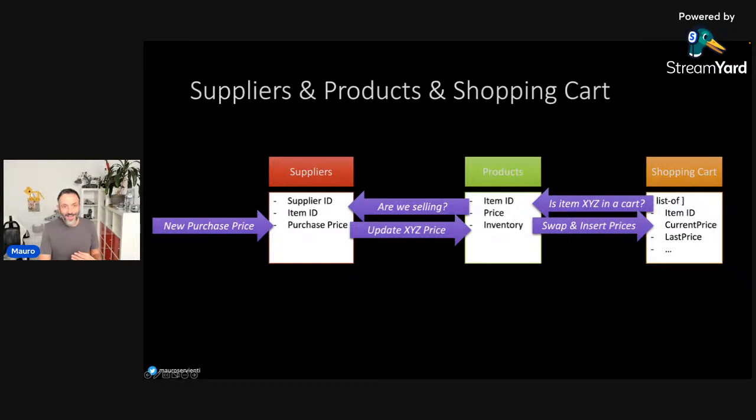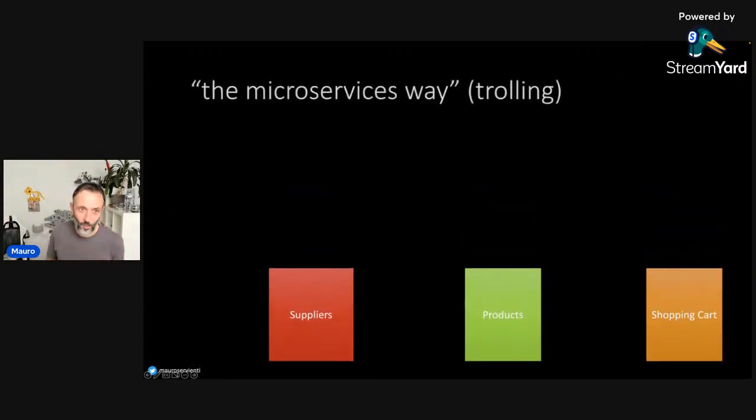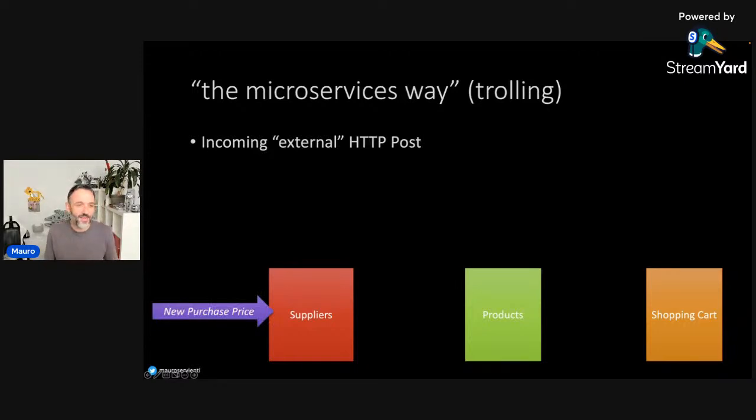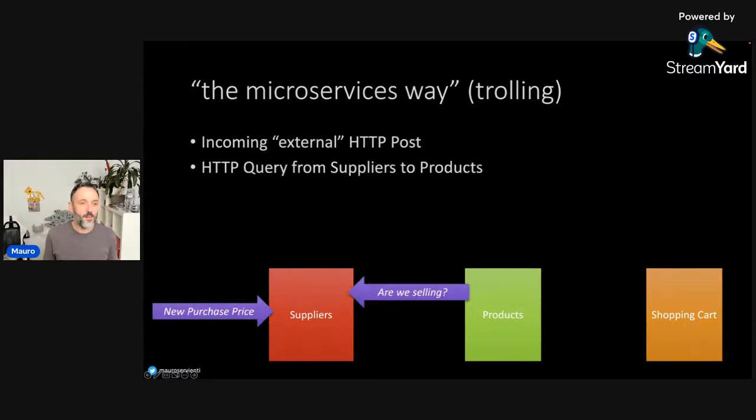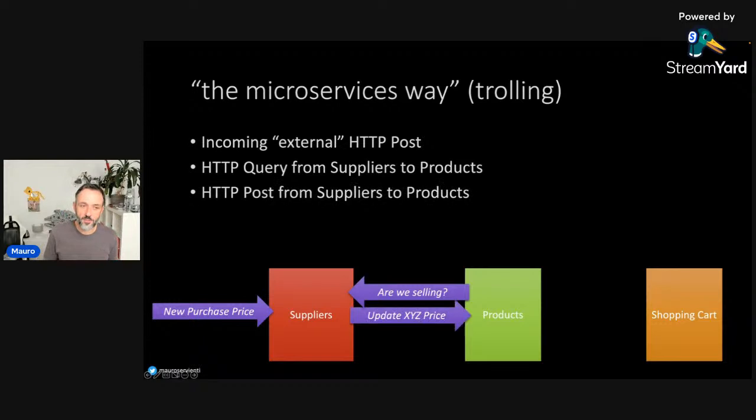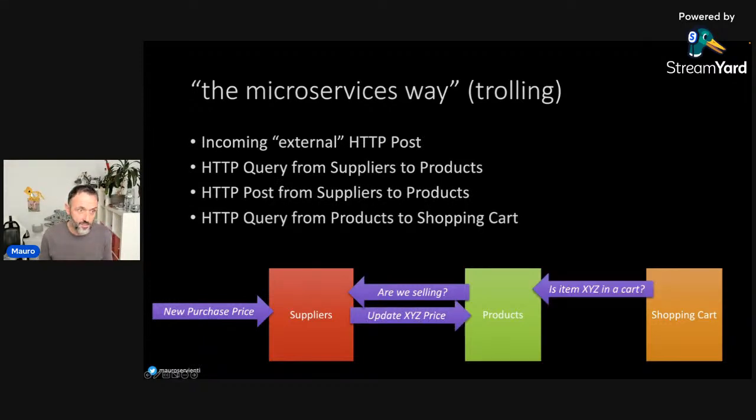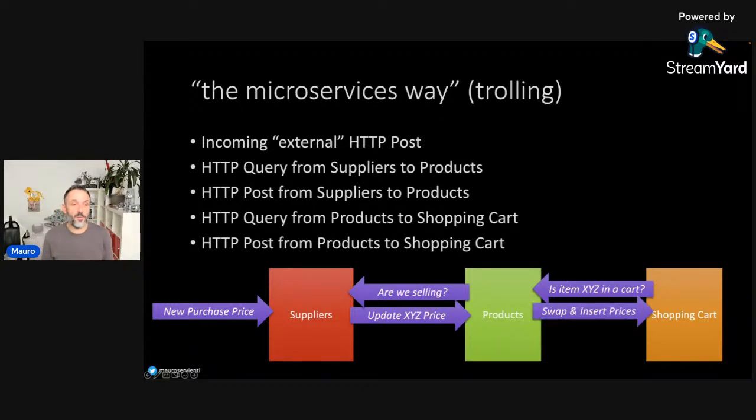So in the microservices way of doing this, and I'm trolling, right, we will probably see something like an incoming external HTTP post to supplier, and then an HTTP query from suppliers to products, and then an HTTP post from supplier to products again to update the price, and a similar query from products to all the shopping carts to retrieve the current shopping carts that are currently hosting that product we're trying to change the price for, and finally an HTTP post from product to shopping cart, right?